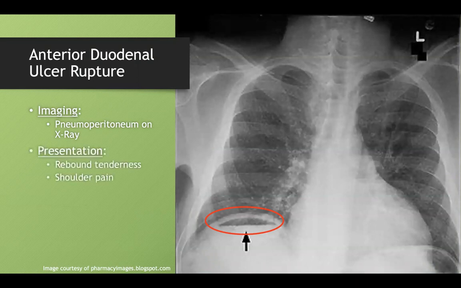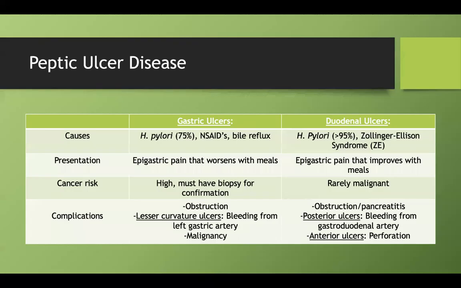You also are going to realize they're going to have rebound tenderness from this pain, and they're going to have shoulder pain. The shoulder pain is because this air is pushing against this diaphragm right here, and this diaphragm can have referred pain that goes all the way to the shoulder, and you'll notice pain there.